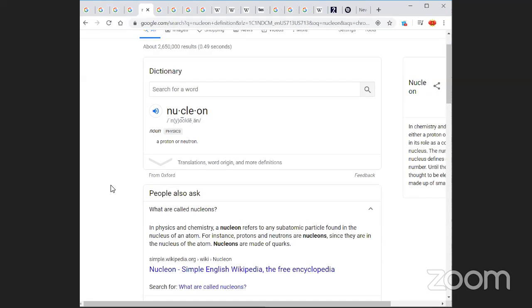Nucleon. What is a nucleon? In physics and chemistry, a nucleon refers to any subatomic particle found in the nucleus of an atom. So what's found in the nucleus? Protons and neutrons. All right. For instance, protons and neutrons are nucleons, since they are in the nucleus of the atom. Nucleons are made of quarks. We'll go into that later or another time.